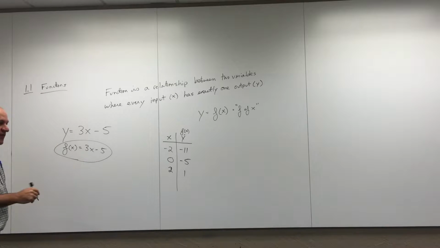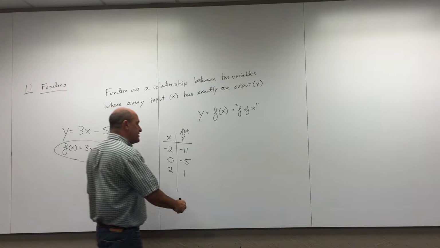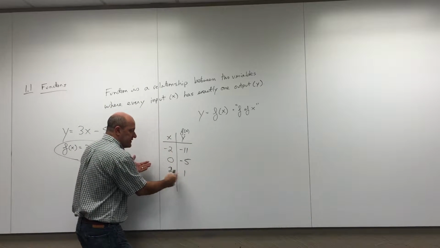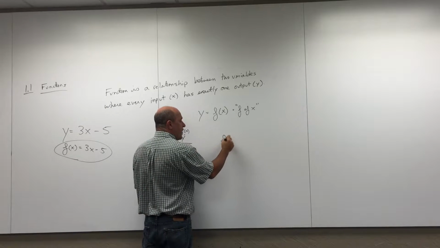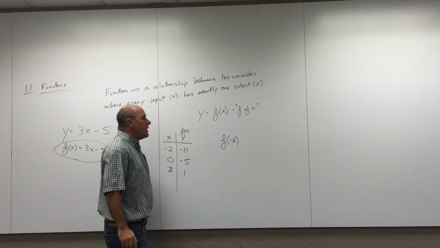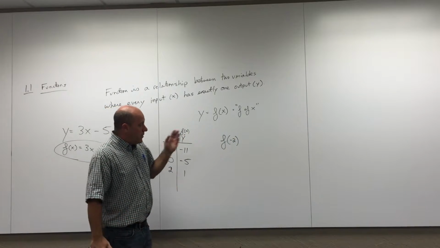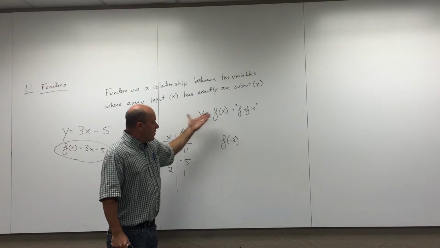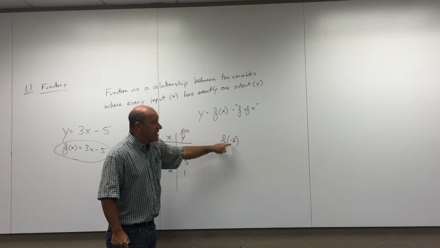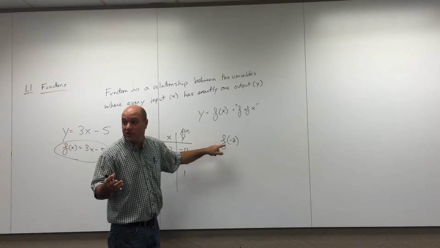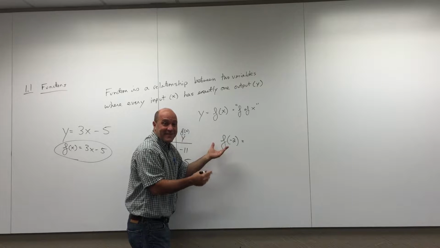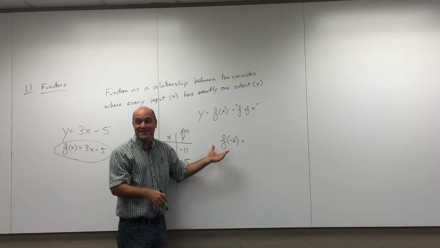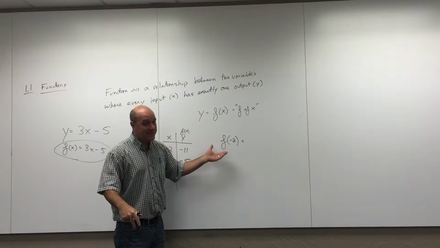But when I have this function notation, it does allow me to talk a little differently. Now watch this. I could write this chart a little differently. I could talk like this: what's f of negative 2? You kind of got to know what this says. It says x is negative 2. You plug it in the function, and the answer is the y value that goes with x is negative 2.